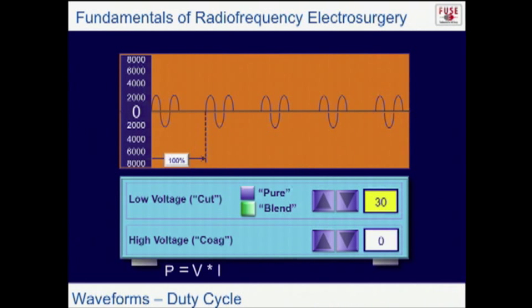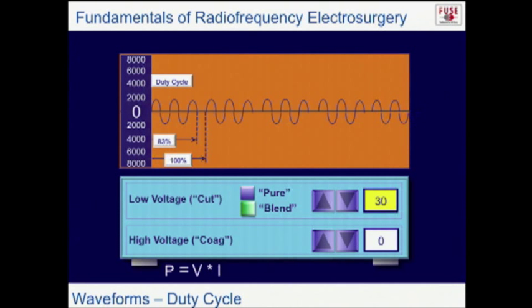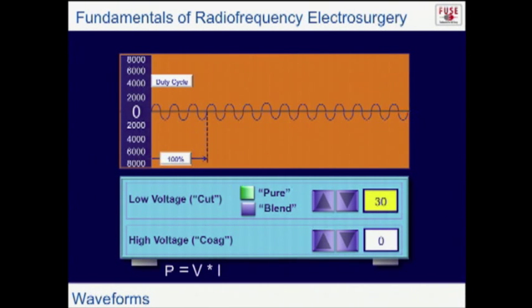Okay? So what's the duty cycle? Well, if the unit is on all the time, it's 100%. But in this particular situation, it's only on 50%. So we call that a 50% duty cycle. If we make it 66%, the voltage will come down a bit. If we make it 83%, it'll come down a bit more. And if we make it 100%, it's at that level.